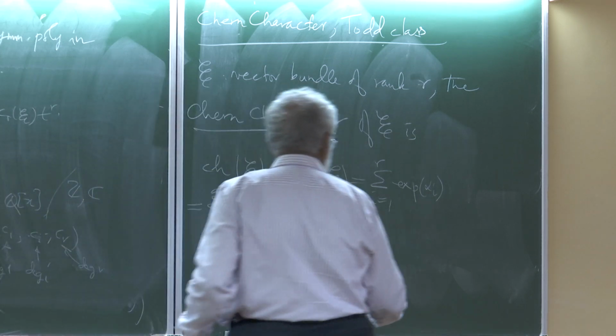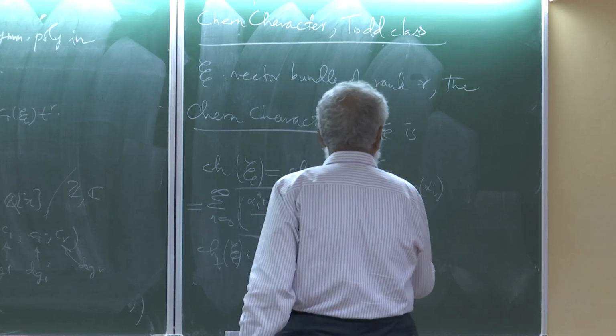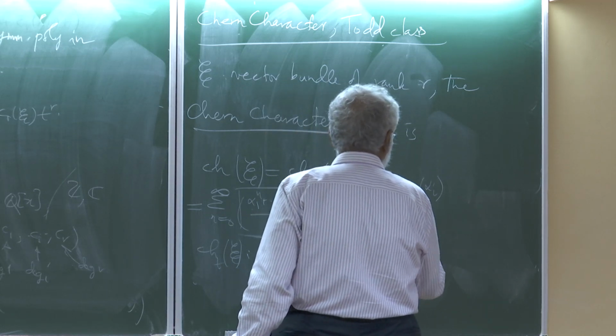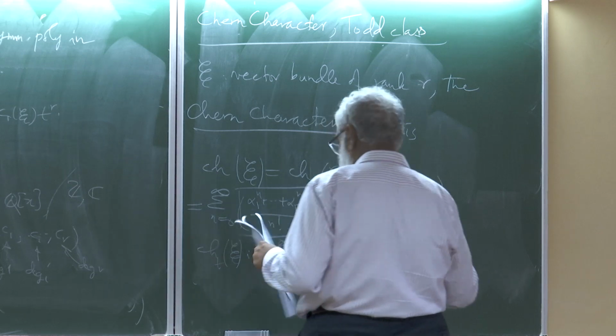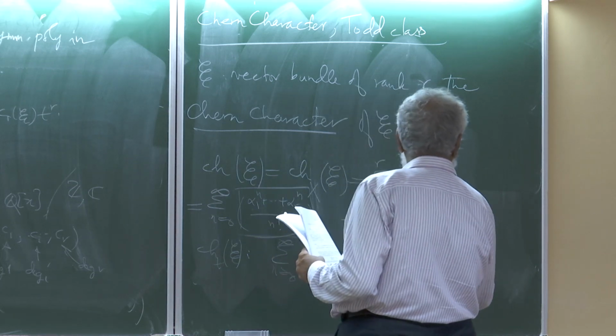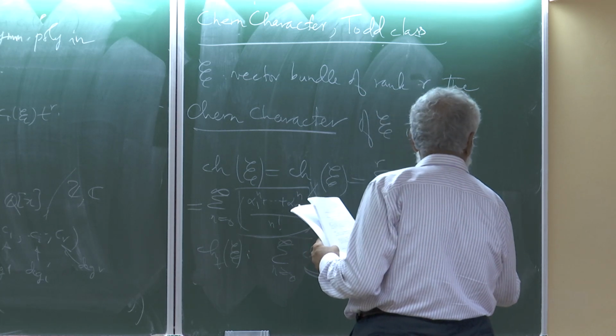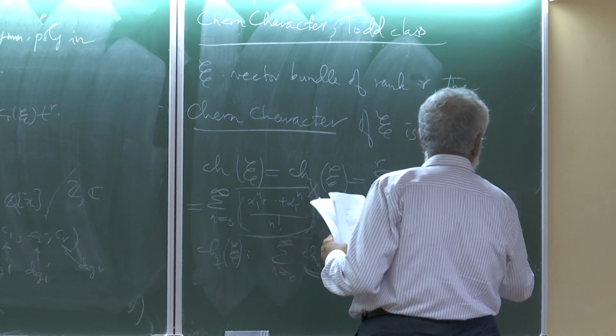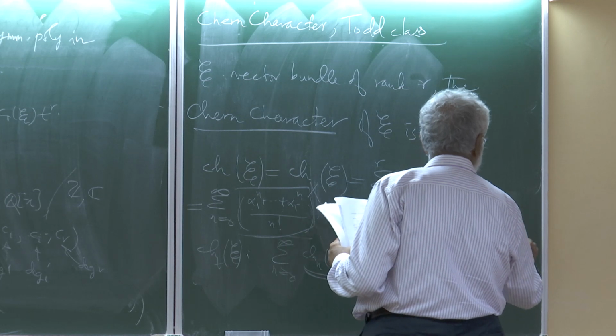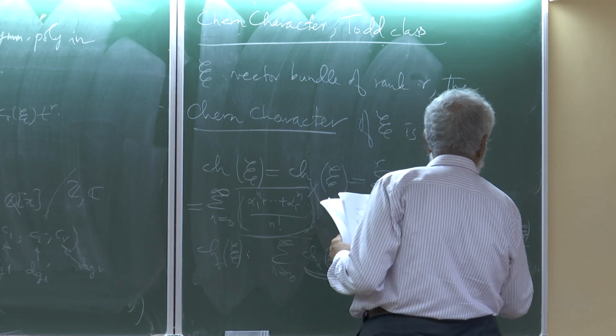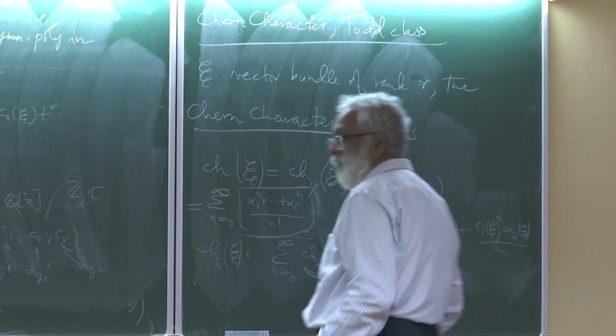So how does it look more explicitly? It will start with rank E plus the first Chern class of E without any coefficients. But the second term will be (c1(E) squared minus 2 c2(E)) over 2, plus so on, higher order terms.